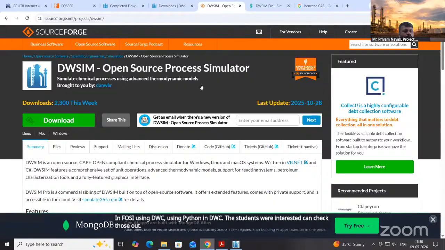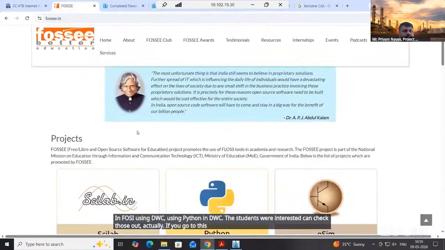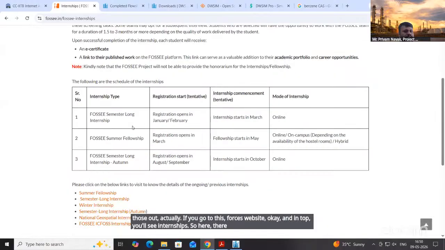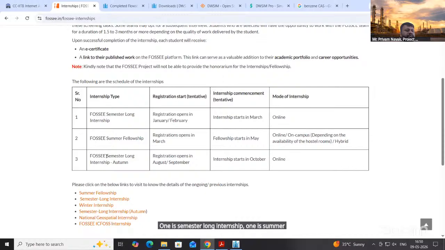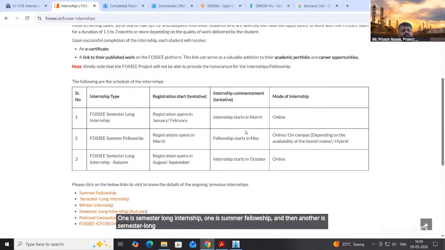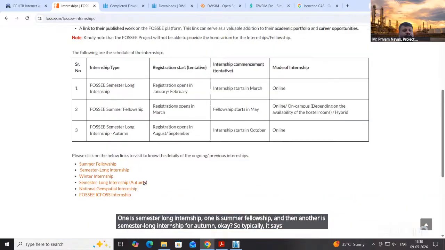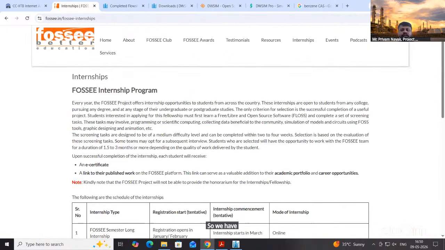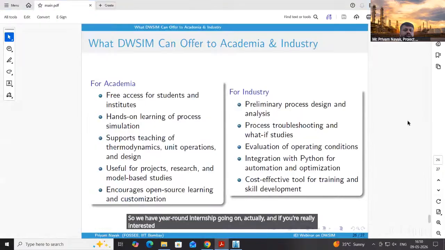If you go to the FOSSEE website, at the top you will see internships. Here there are different internship programs: one is a semester-long internship, one is a summer fellowship, and another is a semester-long internship for autumn. Typically it says when it starts, and you can check out those links here. We have year-round internships going on, and if you're really interested to work on these process simulation tools, you are welcome to write to us. You are welcome to apply, and we'll be happy to take you and work together.